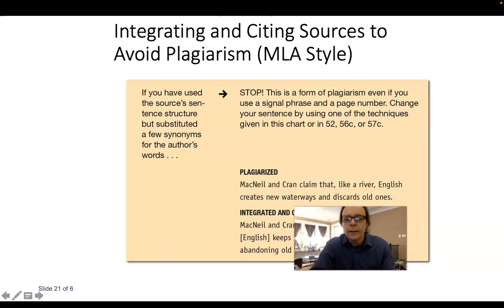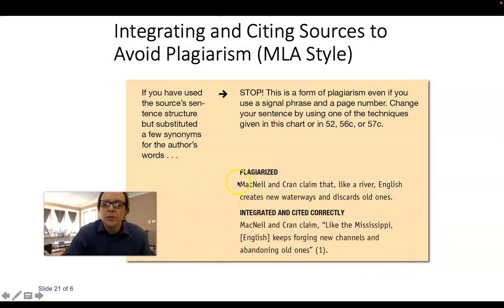All right, and finally, this is just an example so you can see a plagiarized example. McNeil and Cran claim that, like a river, English creates waterways and discards old ones, and then they cited it correctly here because they actually used the exact words from McNeil and Cran here, but they just didn't put the quotation marks. So it's little things like that can be considered plagiarism. And again, I just want to make sure you're set up for that because that's one of the things that we in the English department kind of worry about a lot. And I don't want you to get into trouble if you go into English 102.